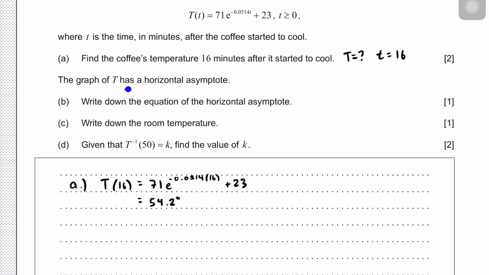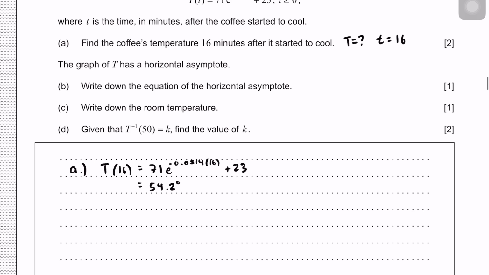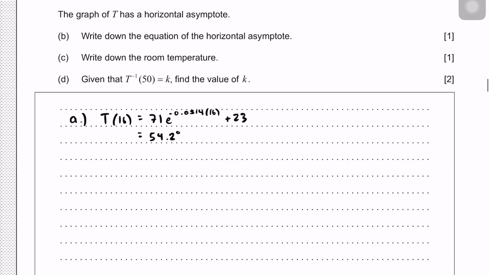The graph of T has a horizontal asymptote. Part B asks us to write down the equation of the horizontal asymptote. All right. So first off, what is a horizontal asymptote? Horizontal, as the name suggests, is left-right, or parallel with the ground in some sense. And our asymptote is a line that we approach, a value that we approach, but never entirely reach.